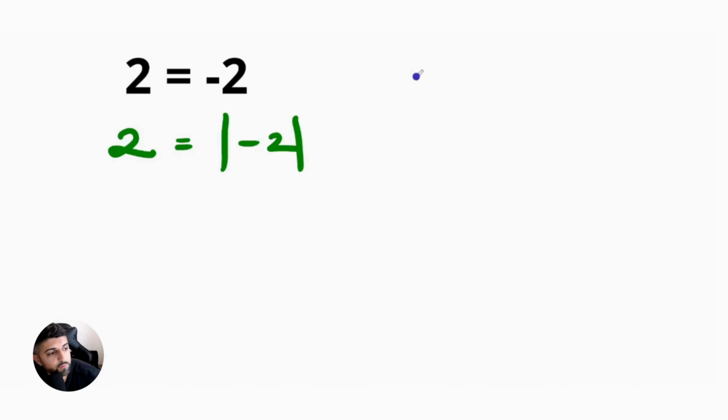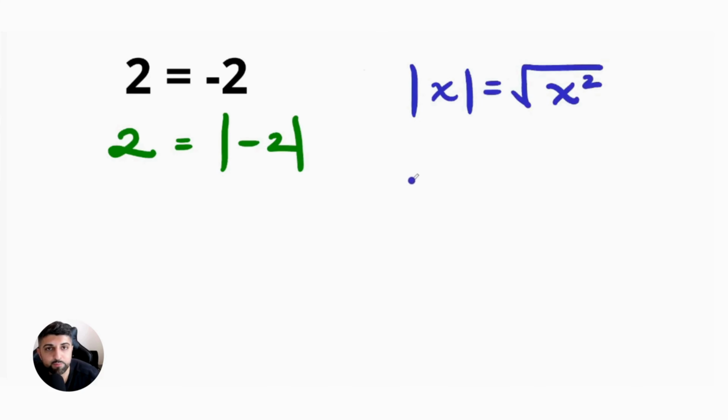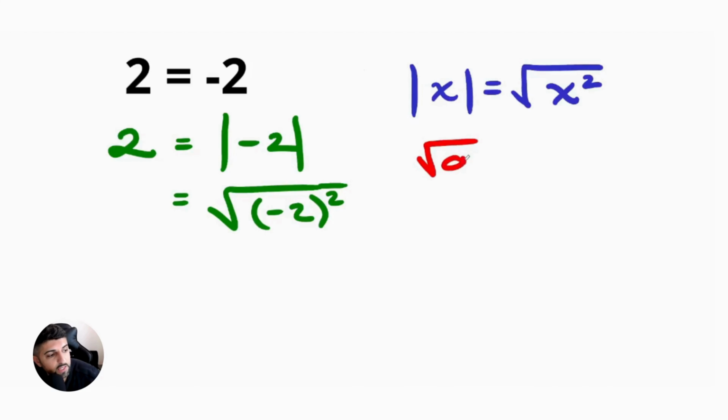Another thing I could say is that the absolute value of any number is equal to the square root of the square of that number. So what does that mean? That means, of course, that the absolute value of -2 is equal to the square root of the square of -2. Beautiful. Let's continue.